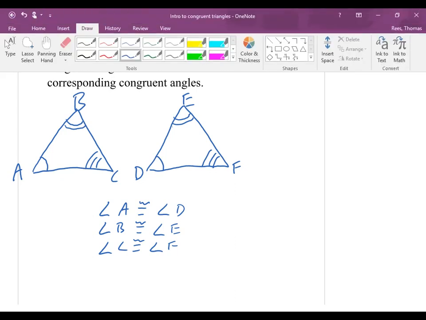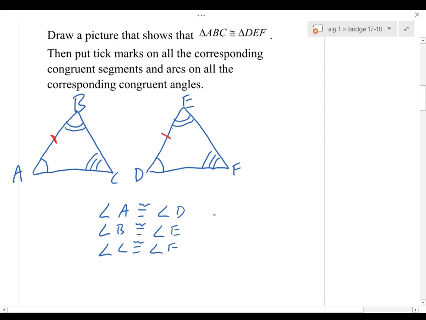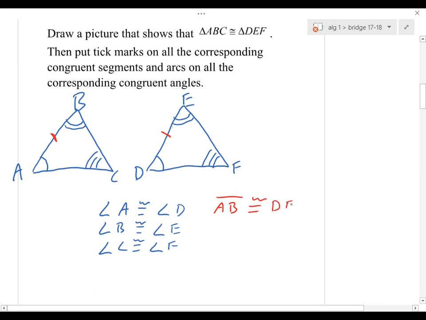Okay, we also have 3 sides that are congruent to each other. So AB is congruent with DE. So segment AB is congruent to DE. BC is congruent to EF. And segment AC is congruent to DF.